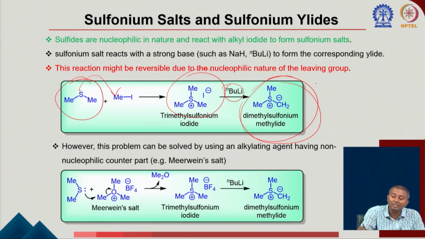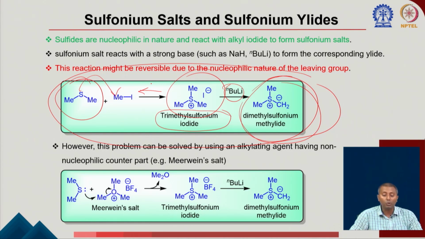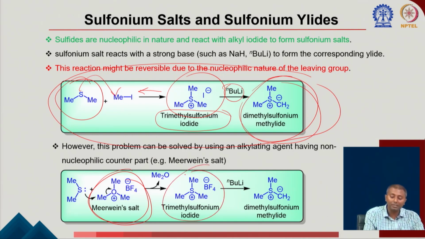But in this synthesis there is one problem. The problem is that in the first step, when you treat with methyl iodide, you are forming this trimethylsulfonium iodide, correct? So you have an I minus that can also attack the methyl to get back to the start, so this reaction will have some reversibility. To stop that, if you use the Meerwein salt, which is this compound, then you don't have this problem. Okay. Now that can donate a methyl group, and you have a dimethyl ether and this BF4 minus, so there is no way to get back to the starting material, which can comfortably now generate the dimethylsulfonium methylide. Okay.